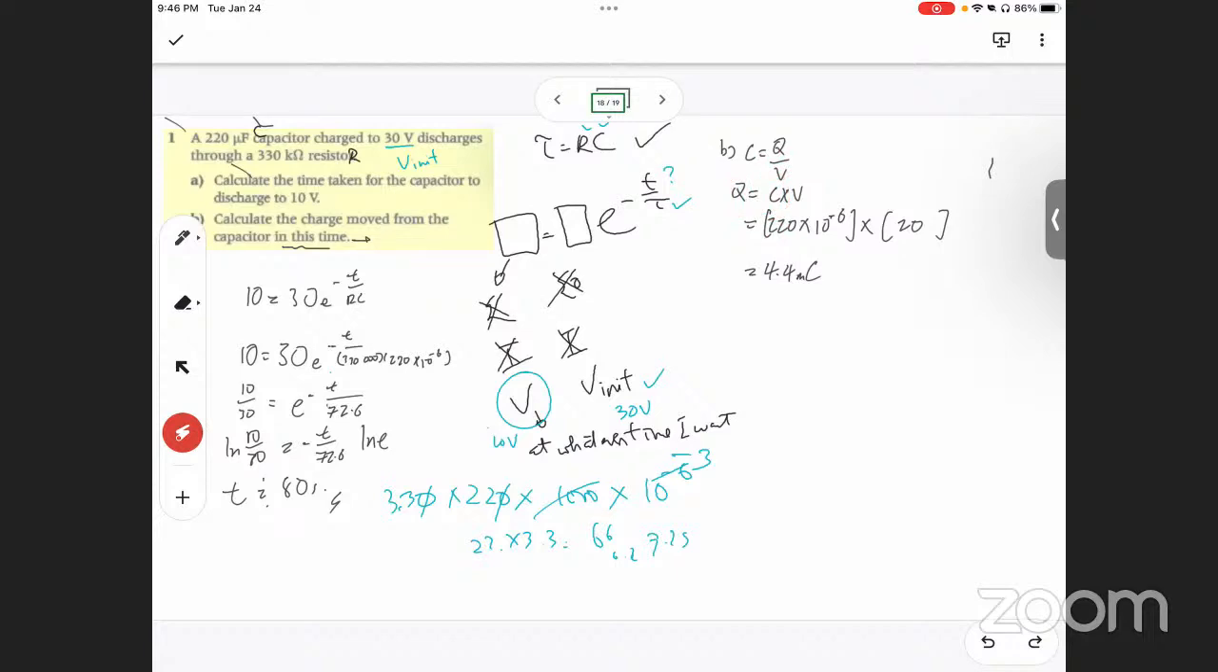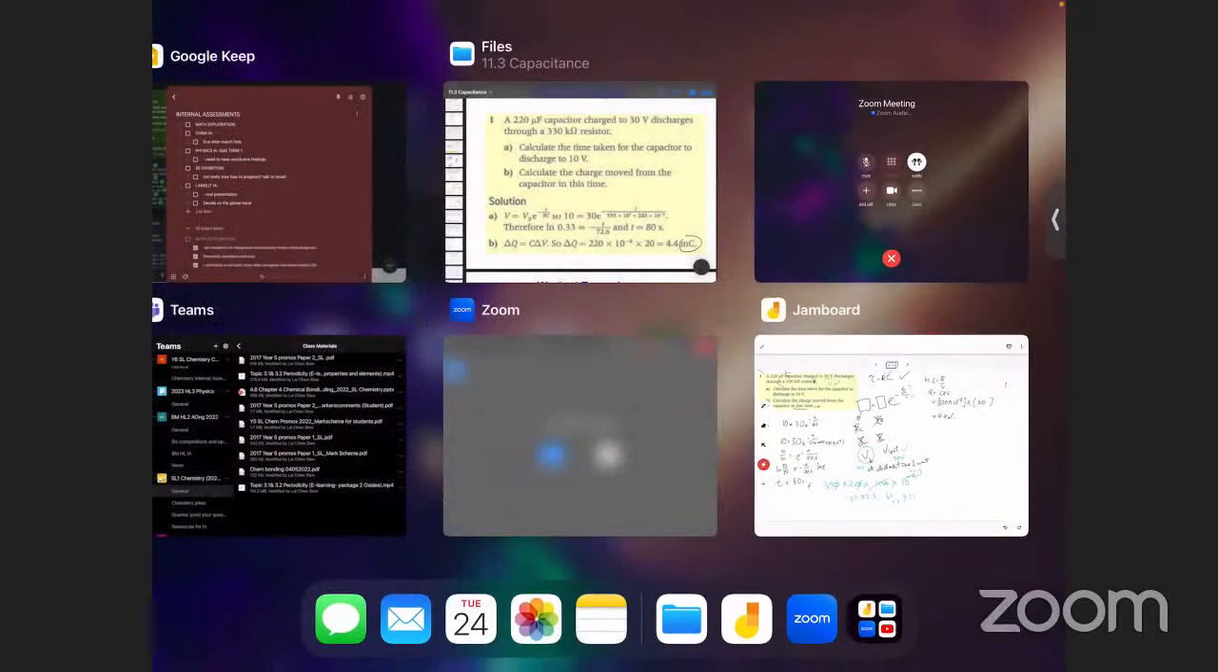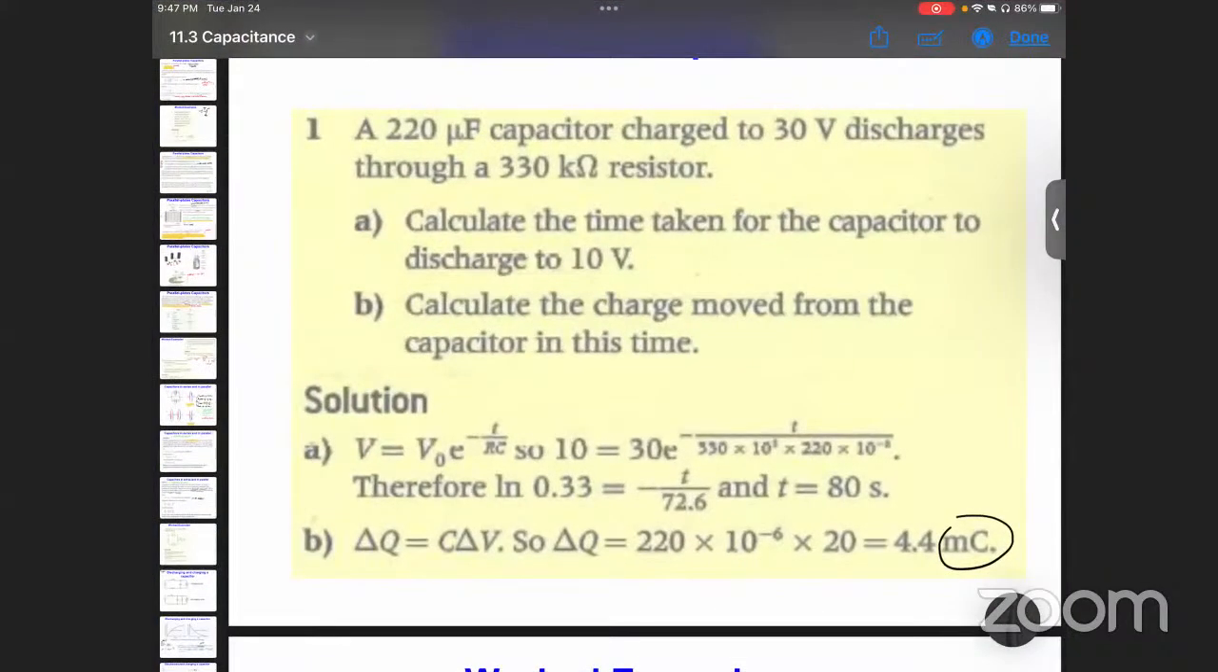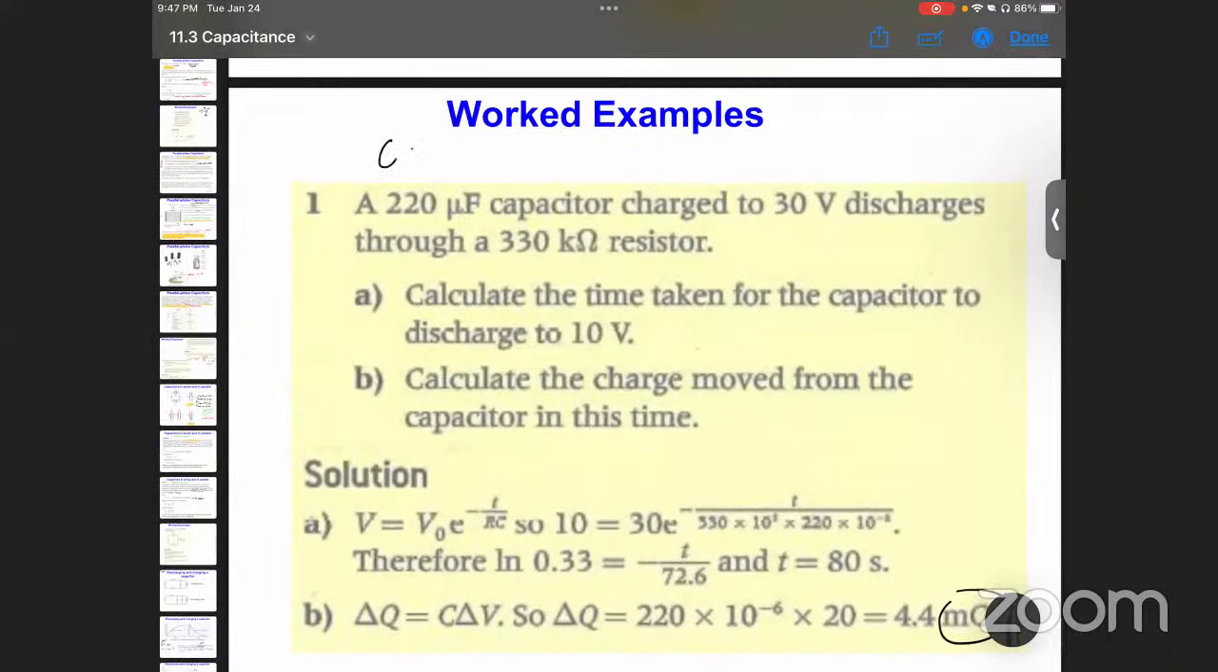Would you please write that down in your PDF? It is stupid and confusing when you first start to learn it. It's so annoying. Please write down something here so that when it's time for exam, you will at least know. F if Q is charge, equals C.